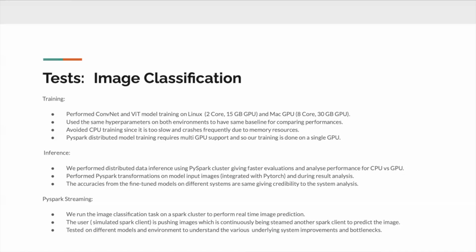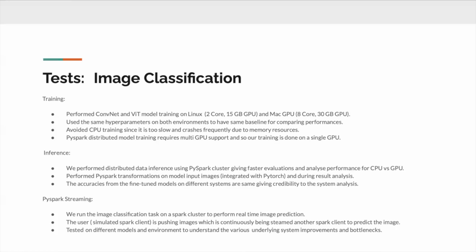Even with the smallest model, it either crashed or didn't move ahead. So we decided to instead analyze on different systems with GPUs. Also, I'd like to point out that we implemented the PyTorch distributor that supports multi-GPU training. However, since we didn't get the environment support, we restricted our training to a single GPU. For inference, we ran on Linux TPU, Mac GPU, and Mac CPU for getting analysis.